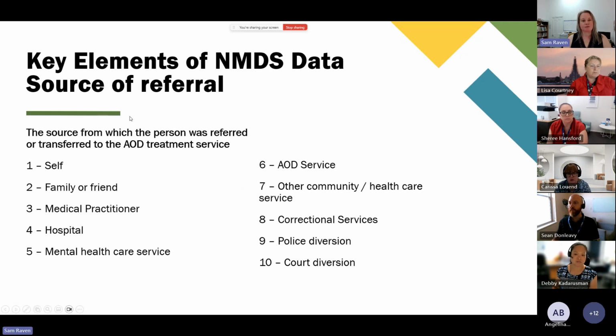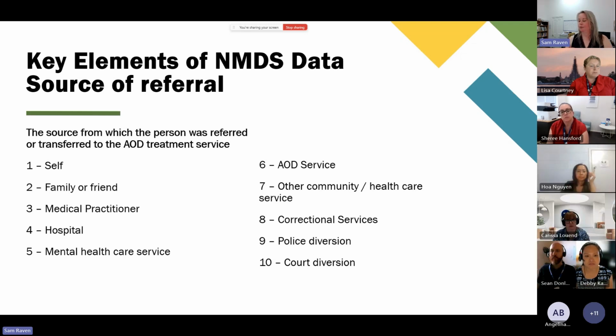The next key element is the source of referral. It asks where the person was referred from into your service. The categories there are self, family, friend, medical practitioner, a hospital, a mental health care service, another drug and alcohol service, another community or healthcare service, from correctional services, through a police diversion program, or through a court diversion program. So they cover the gamut of where people are referred from.